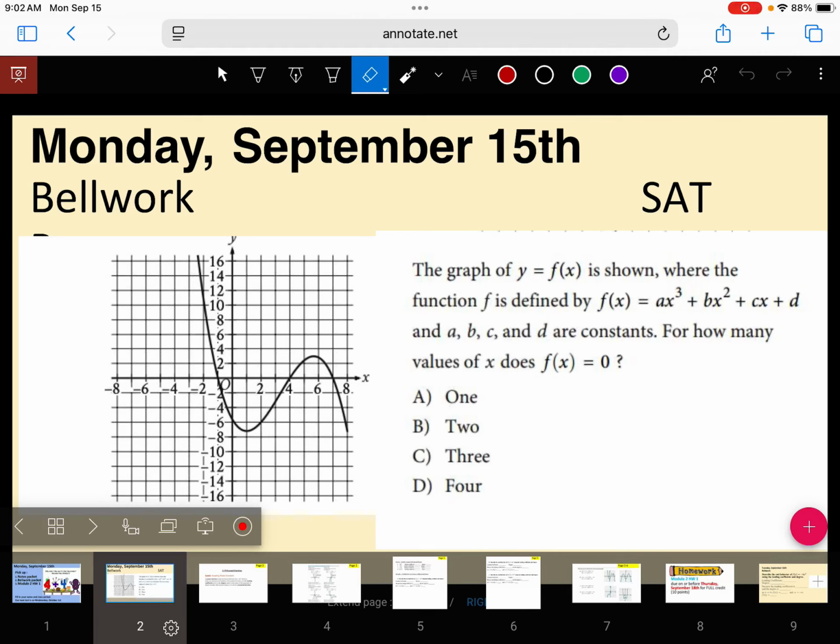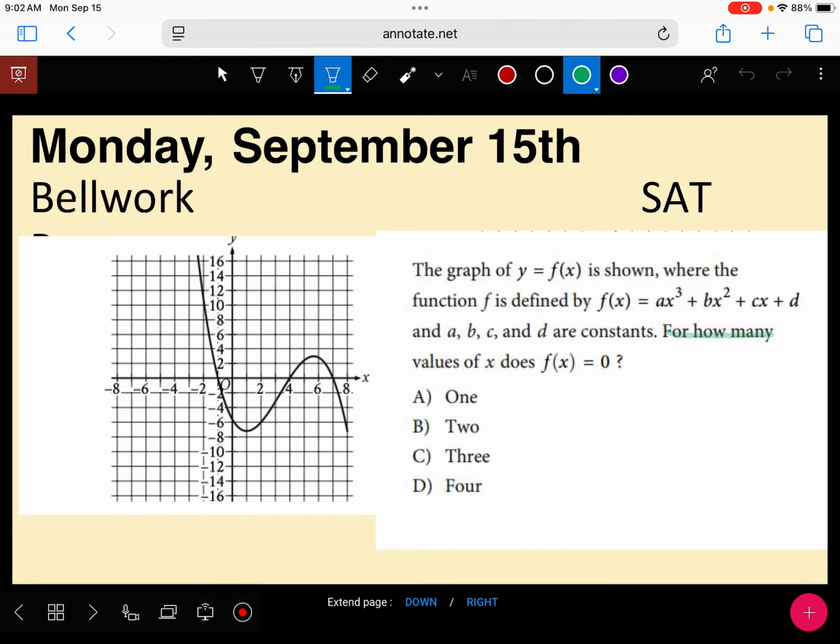A lot of times it's the way that the question is asked on the SAT, not necessarily the question itself. This question says a whole lot of stuff, but the only thing we need to focus on is this part here. It's telling you that you have a graph, and this is the equation of the graph. A, B, C, and D are constants.